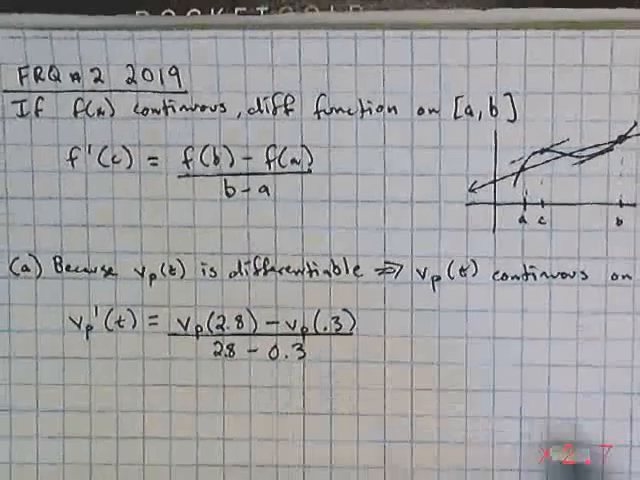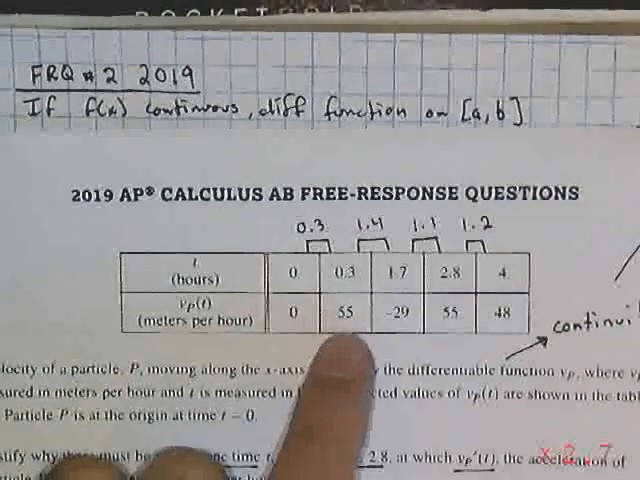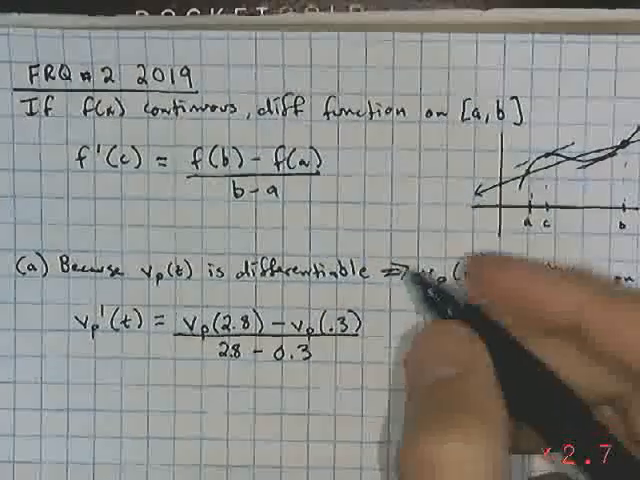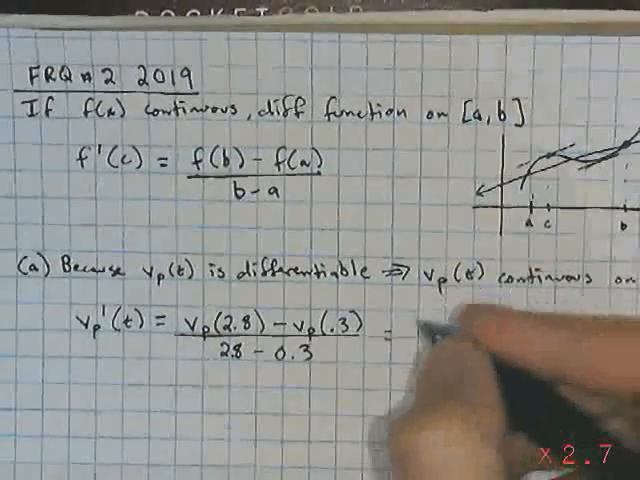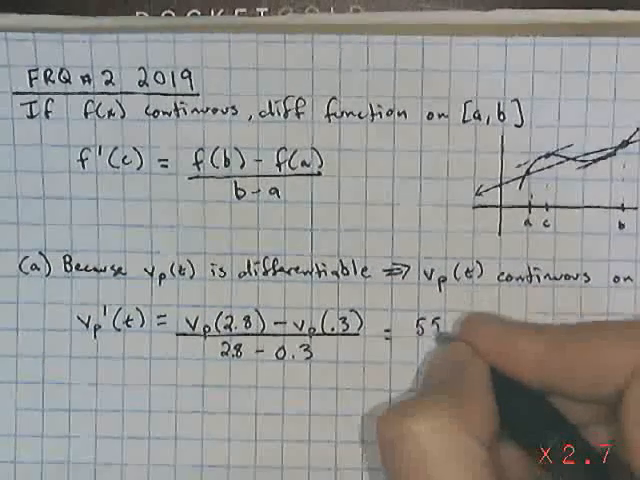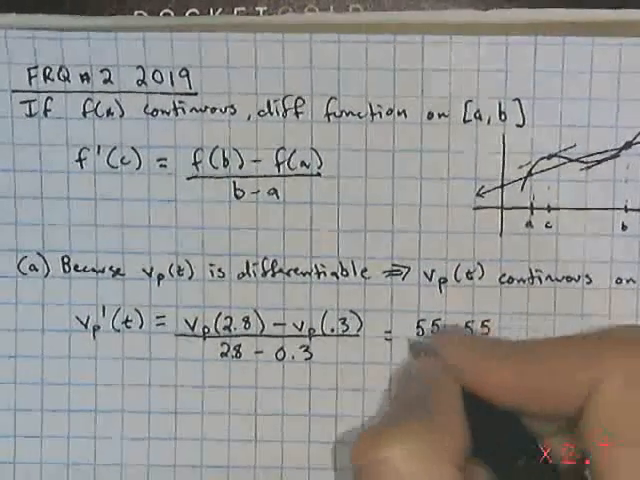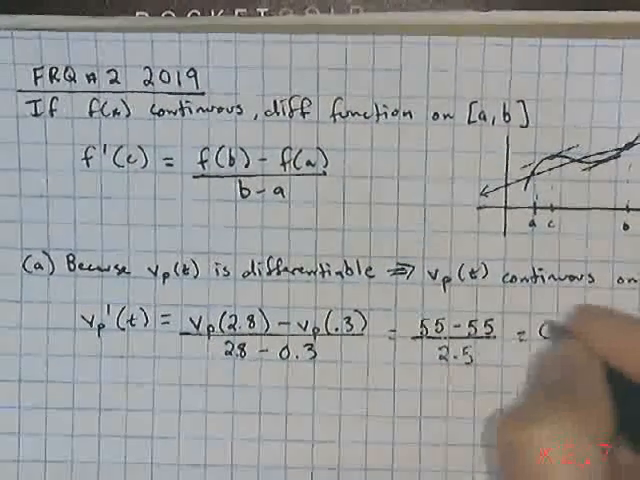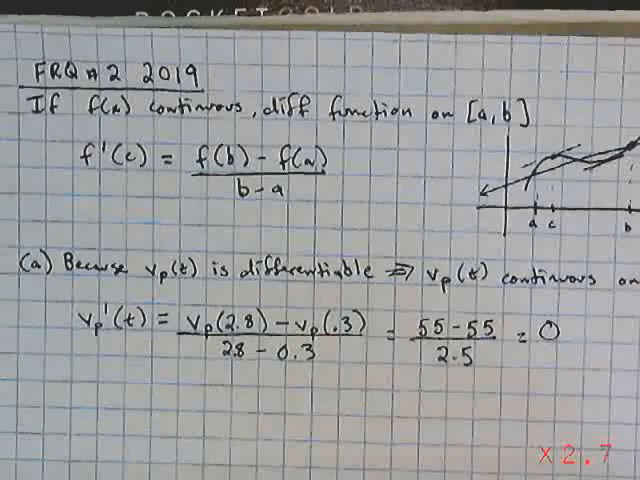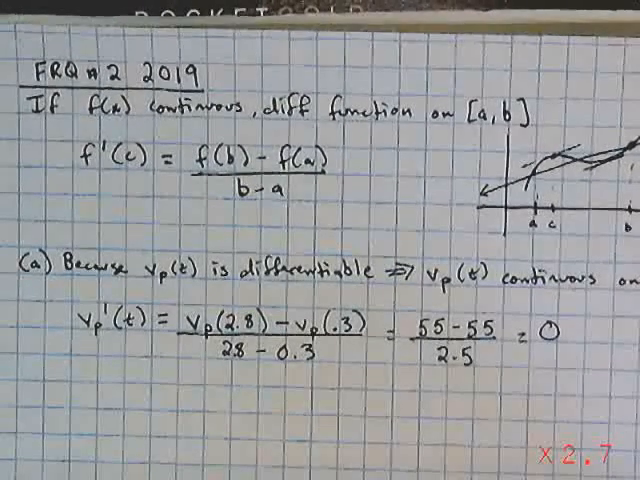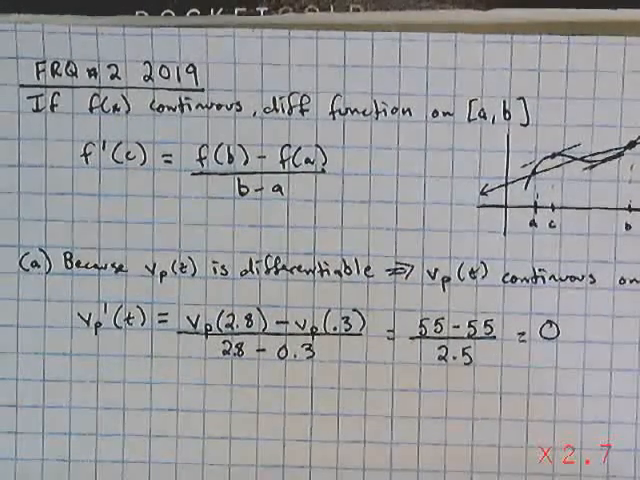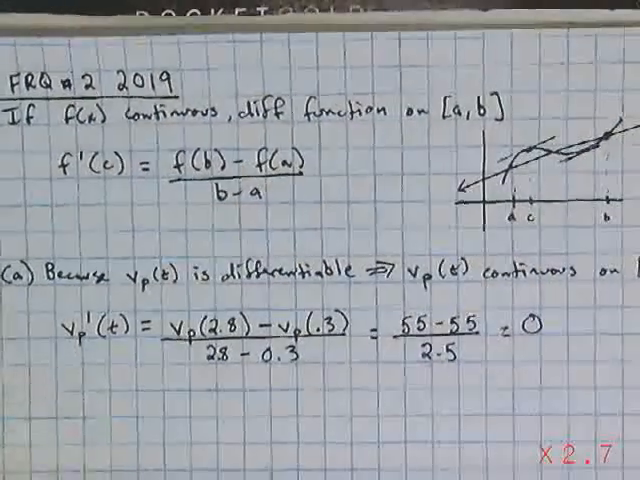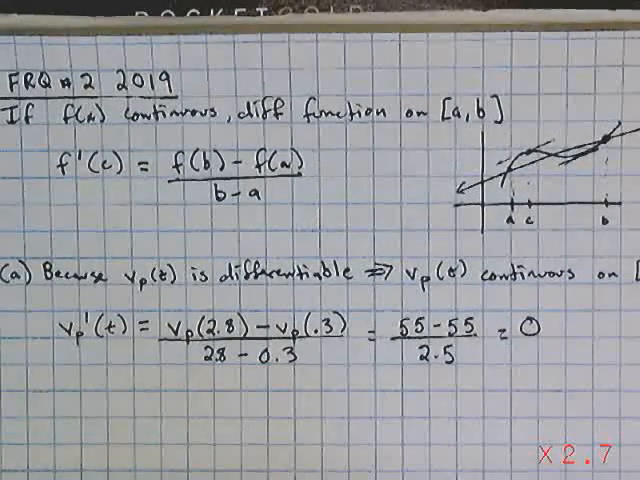So let's go back to our chart. Oh, happy day. Those two function values are the same. This turns into 55 minus 55 divided by 2.5, which is of course 0. And so the mean value theorem guarantees this. Okay? The mean value theorem will guarantee that.